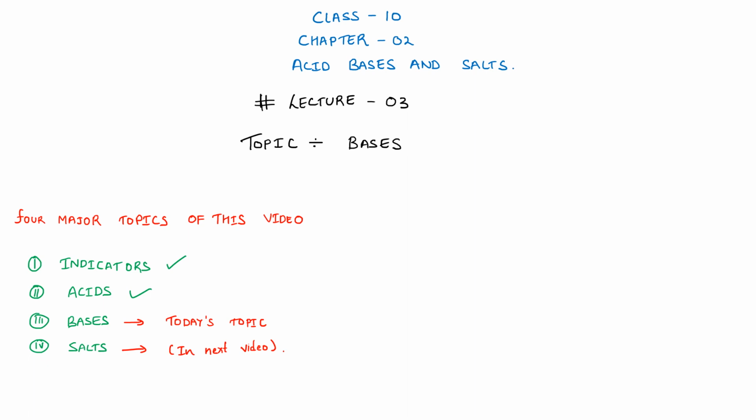As we all know, this chapter is divided into four major topics. First one is indicator, second one is acid, third one is base, and fourth one is salt. So in today's video, we will cover the topic base, and in our next video, we will cover the topic salt, and the chapter will get over. So the whole chapter is divided into four major topics, and you will get four separate videos, one for each topic. So let's start today's topic.